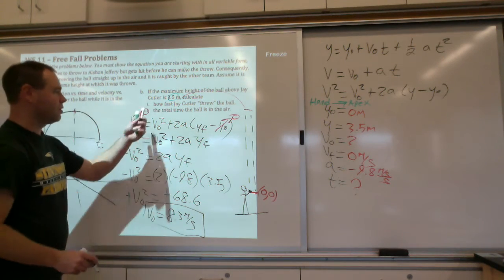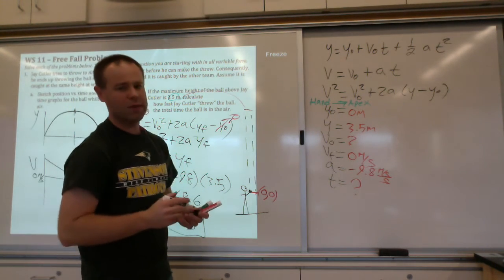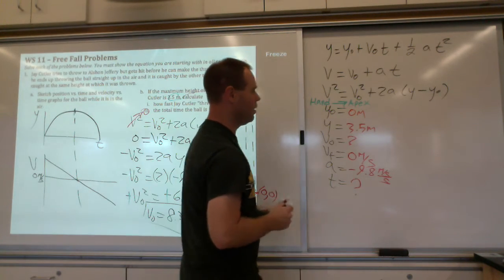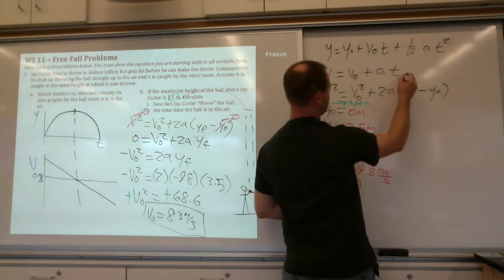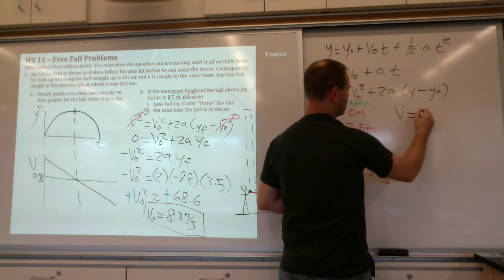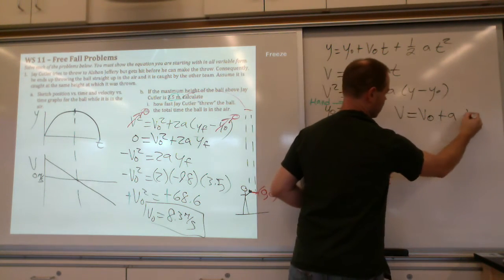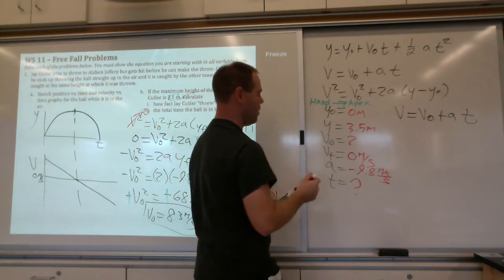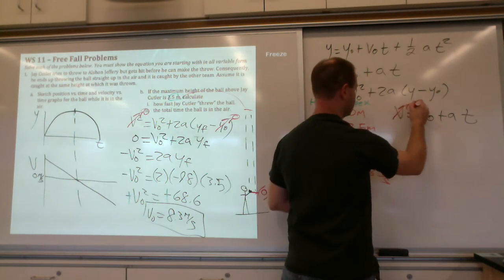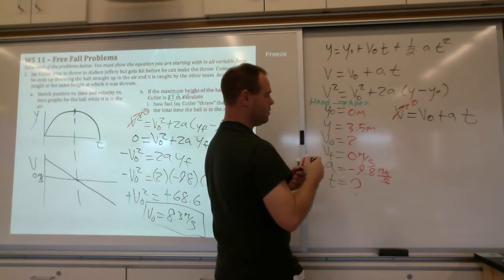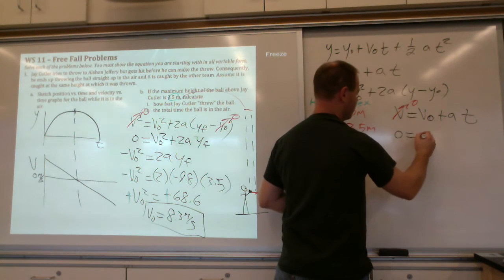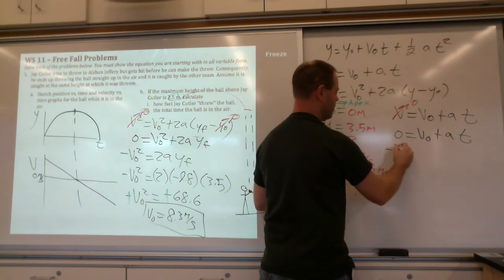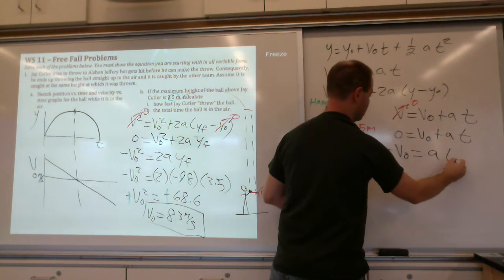Now it asks us for the second part, to find the total time that the ball is in the air. I can do that right here, I think. So we're going to pick this equation right here: the final velocity equals the initial velocity plus acceleration times time. Let's cross out anything that's 0, because we're going to the apex. We know that our final velocity is 0. So 0 equals our initial velocity plus acceleration times time. We subtract our initial velocity over: negative initial velocity equals acceleration times time.